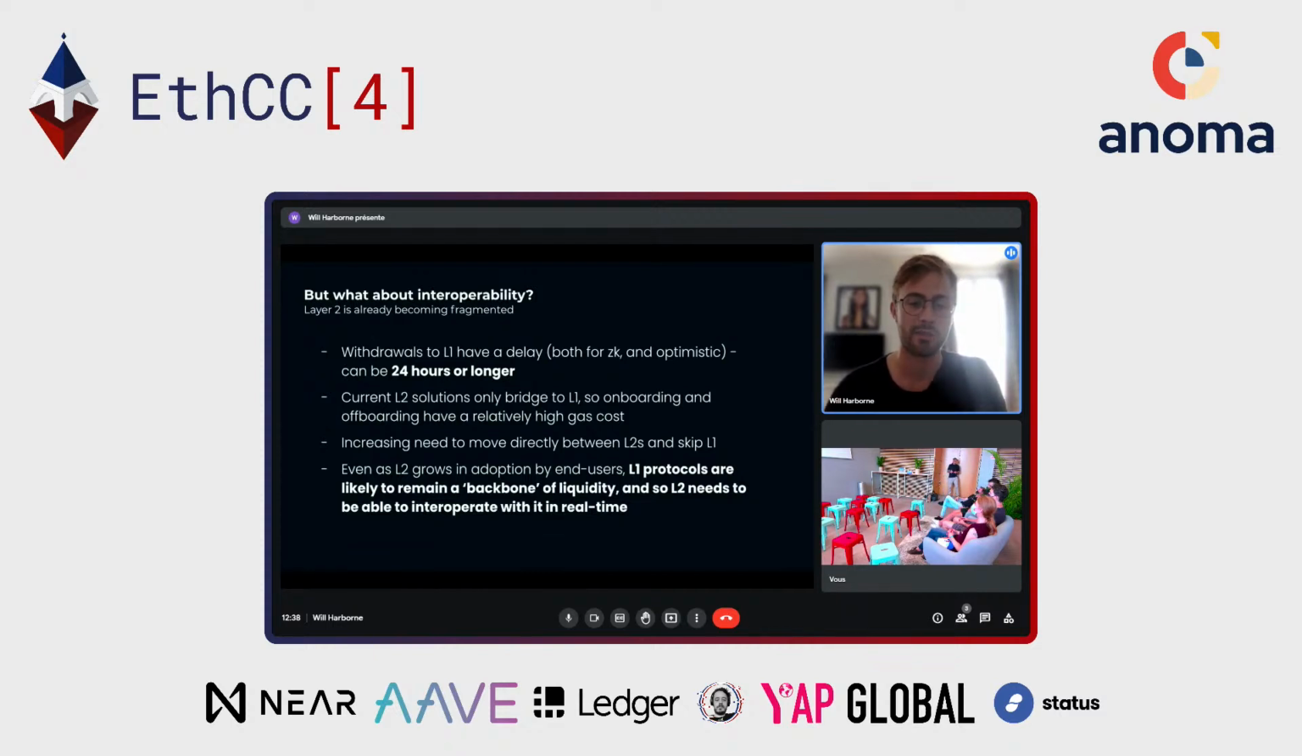And I think ultimately what we're seeing is that the likely future way that most people will use Ethereum will be to use layer 2s, but layer 1 will provide a backbone of liquidity. So there may be protocols like Uniswap and Aave, which provide deep liquidity, and ultimately layer 2 needs to be able to interoperate with them to access liquidity. And so we need a solution to this problem.